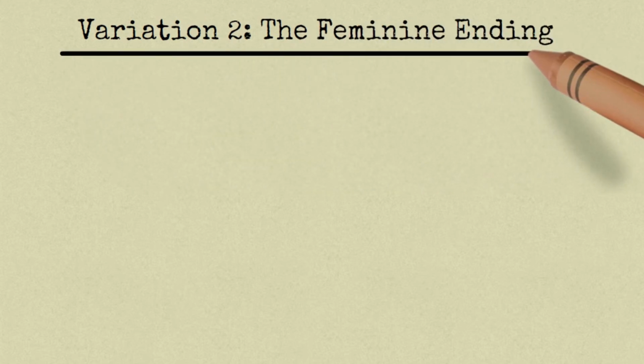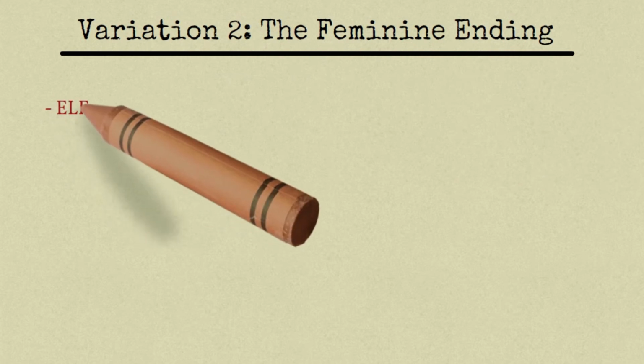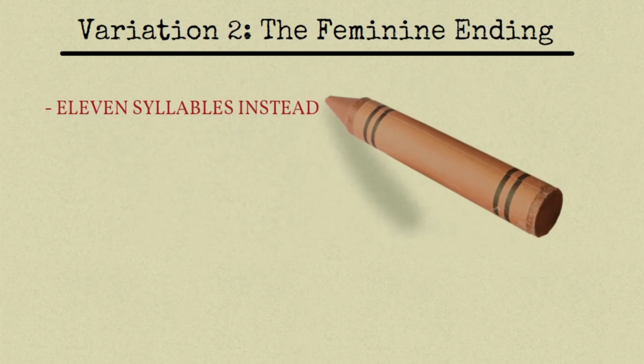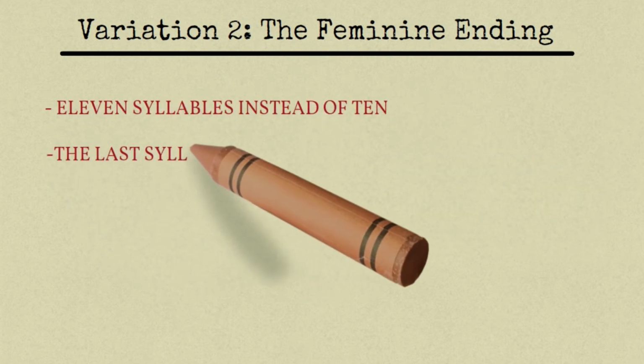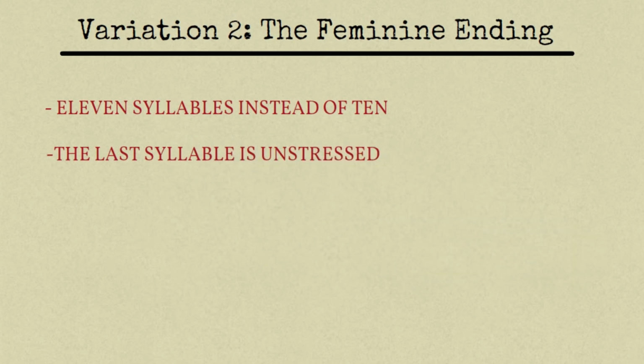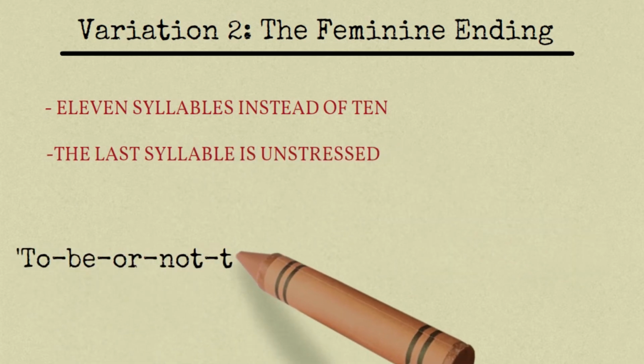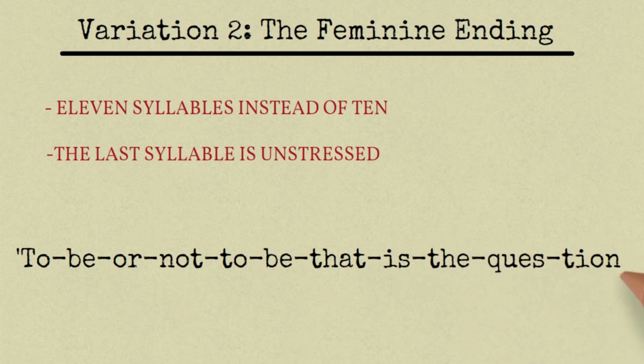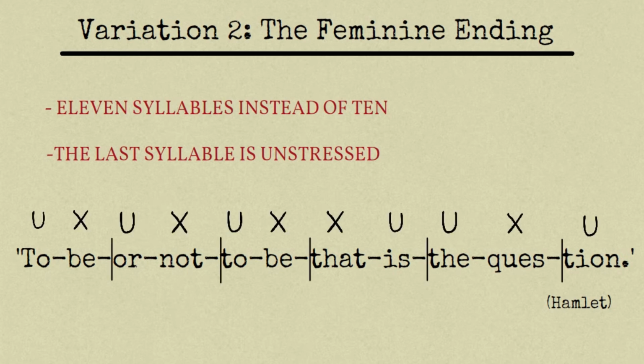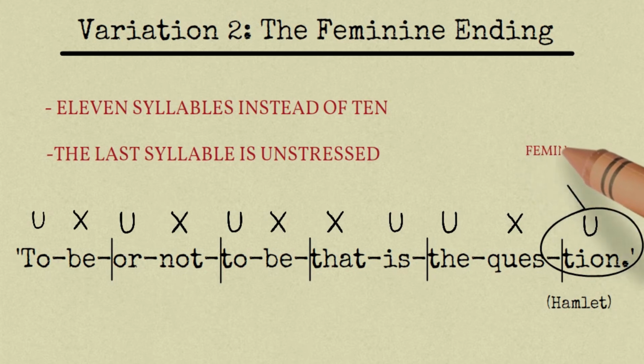If you feel comfortable with what we've learned so far, let's continue on with another common variation of iambic pentameter, the feminine ending. This simply means that the line has 11 syllables instead of 10, and the last one is unstressed. Take a look at this example. To be or not to be? That is the question. There are 11 syllables in this line, and the last syllable is unstressed, so we can conclude that it has a feminine ending.